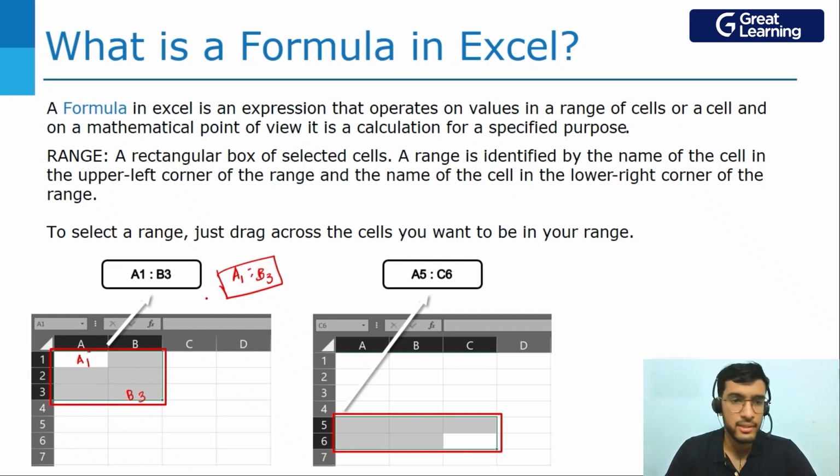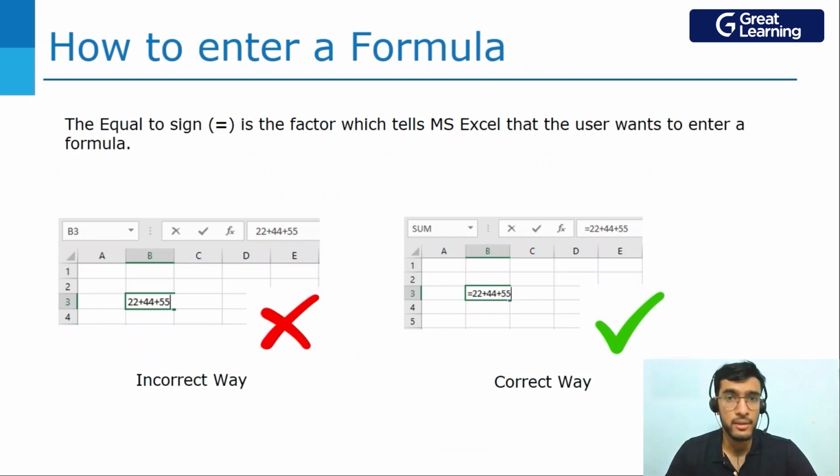So how do you select a range? To select a range, you just need to drag across the cells you want in your range. Now, I think you have understood what exactly a range is, and what the relation is between a formula and a range. Now, let's move on to the next topic, that is how to enter a formula.